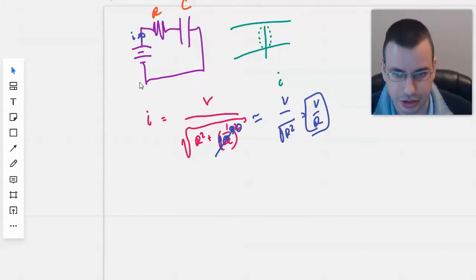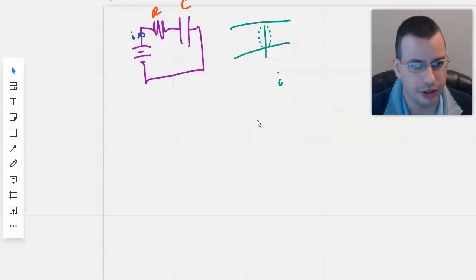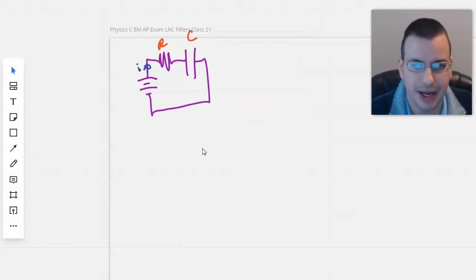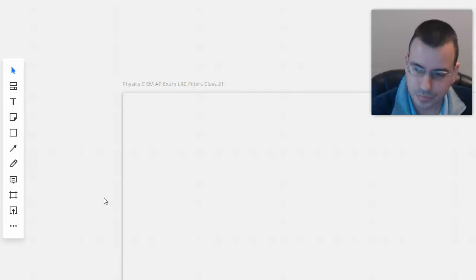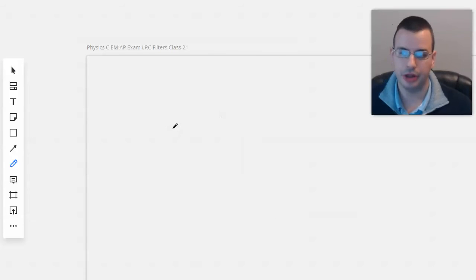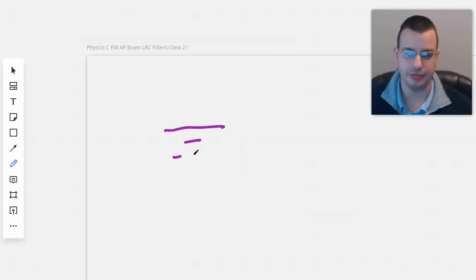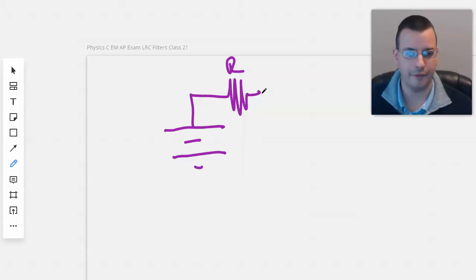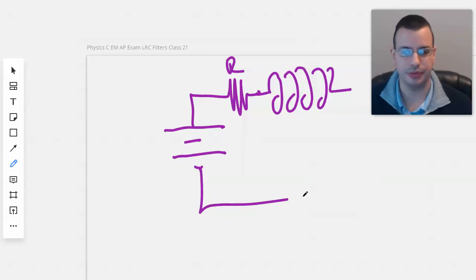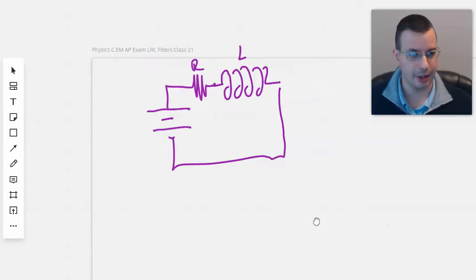Now inductors, which are basically just coils of wire, solenoids if you will, kind of fall under the same idea. So if we draw this up, we have a battery, we have a resistor, say a resistor R, and some sort of inductor, just like so. That's pretty good. And I'll have an inductance of L.